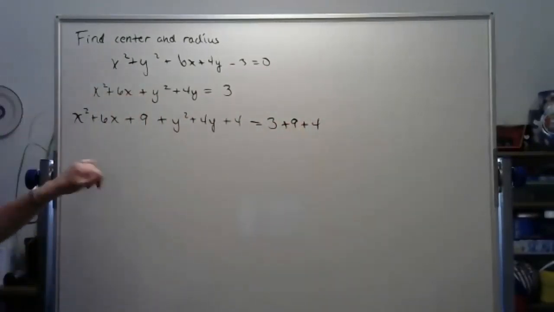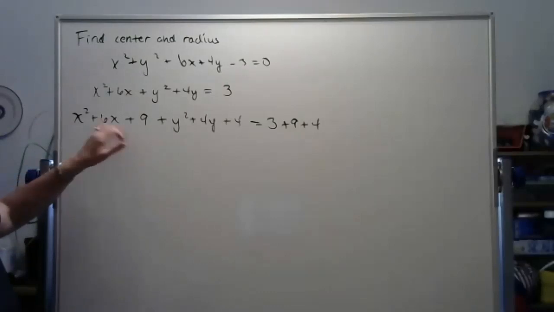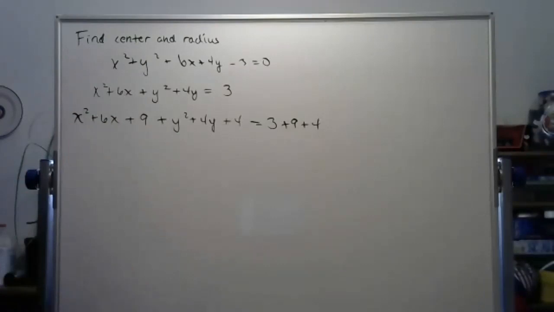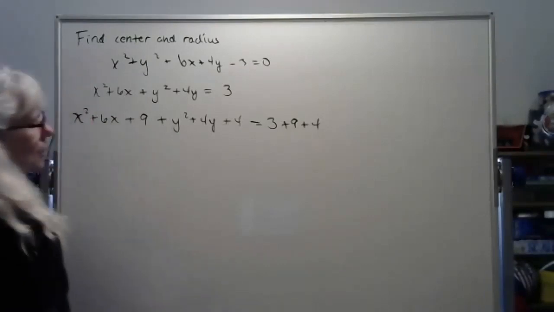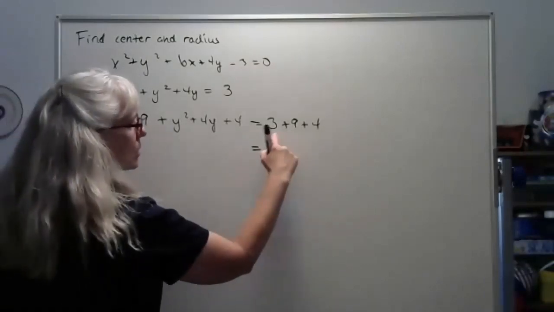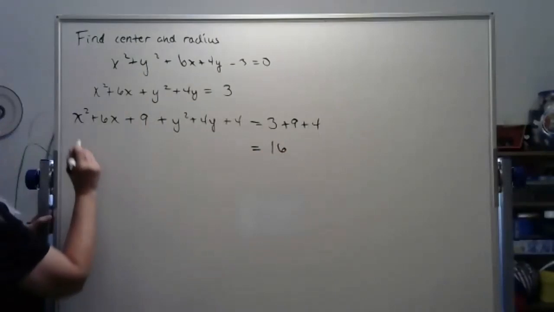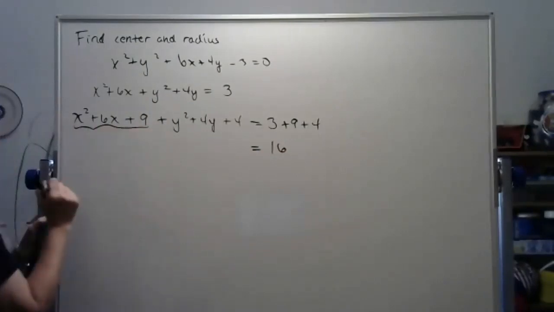Okay, and again, I don't really look at the sign when I'm taking the half, because I know I'm going to square it, and when I square it, it's automatically a positive. So that's why I tend to ignore the signs. Okay, on the right side, that's the easy part. 3 plus 9 plus 4 is 16. That worked out well.